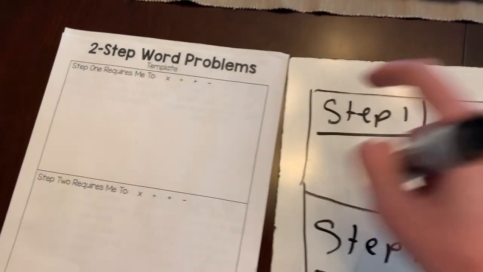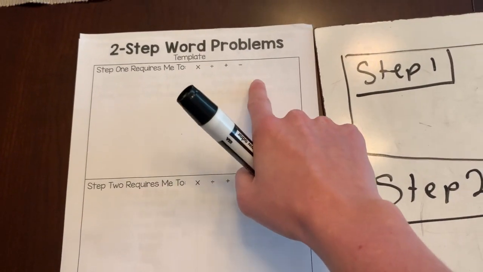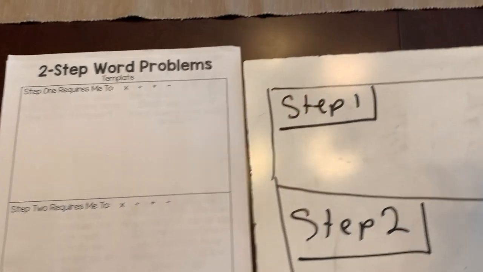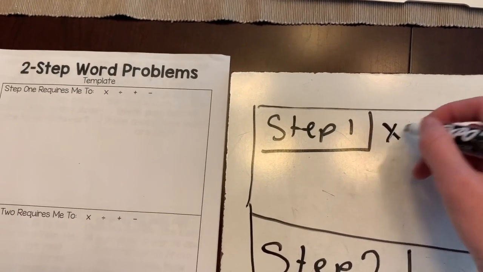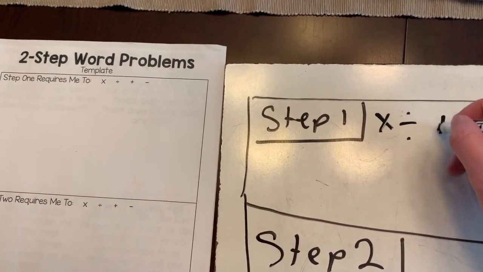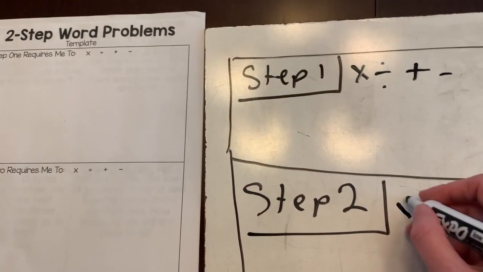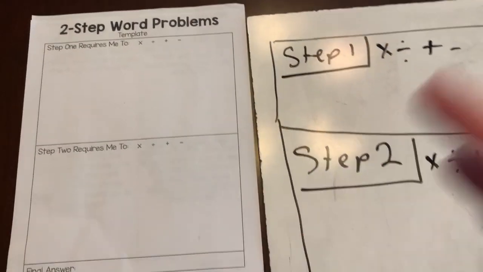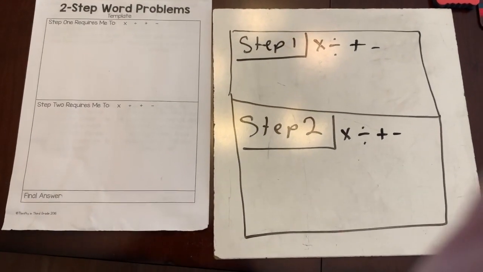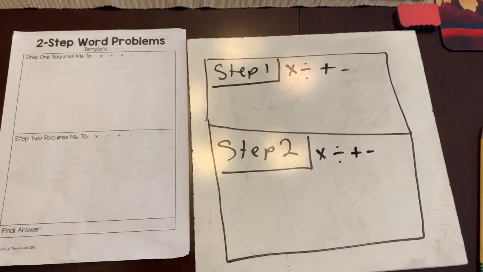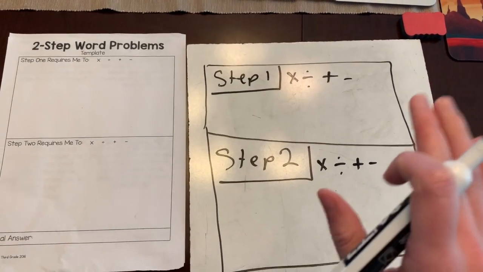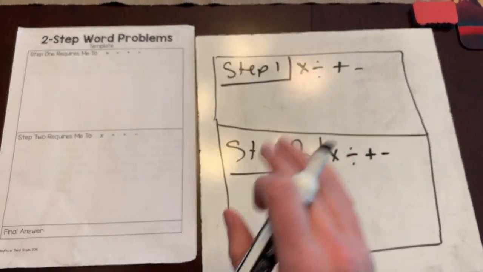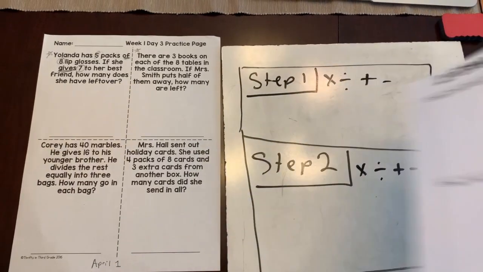Perfect. Notice how they have all 4 operations listed? I'm going to do that as well. Multiply, divide, add, subtract, multiply, divide, add, subtract. So now we are going to carefully read through the problem again, and we're going to find what is the first step we need to do. What's the first operation that we are going to do in this problem?